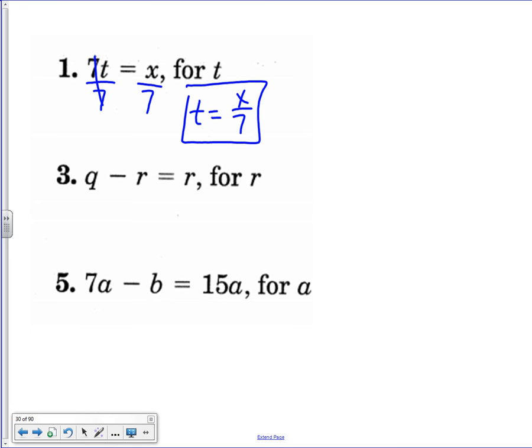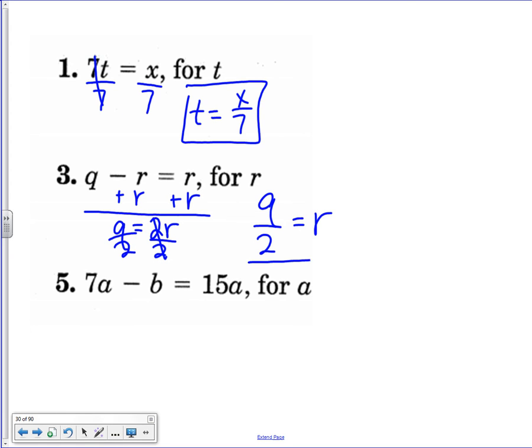The next one is solving for r. Well, there's two r's, so you got to move them together. Move the smaller one over. The negative one is smaller, so we'll add it, and you get q equals 2r. In order to isolate that r, we'll divide by 2 on both sides, and q over 2 equals r.